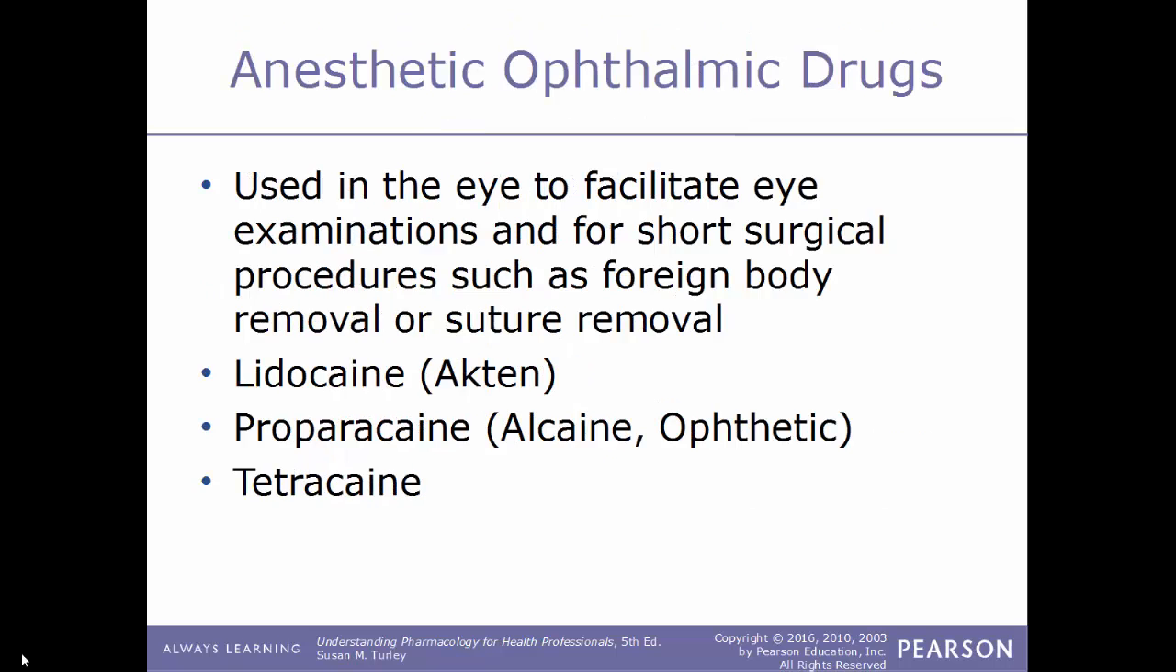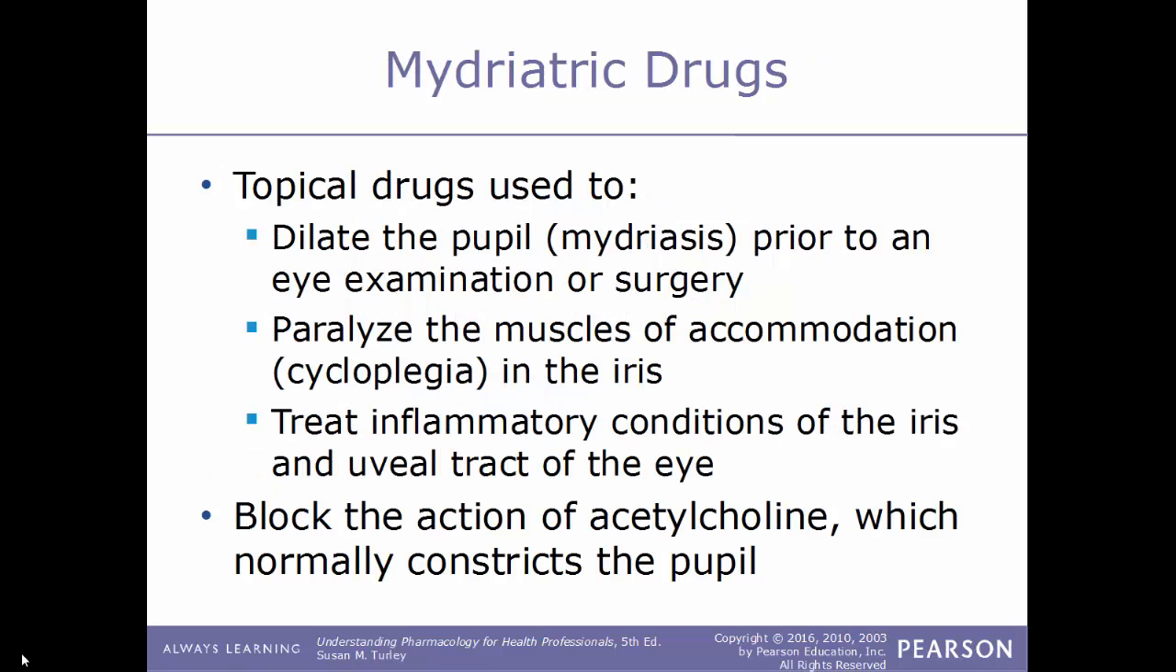All right, now we'll talk about anesthetic ophthalmic drugs. These are used in the eye to help facilitate eye examinations and for short surgical procedures, such as suture removal or removing a foreign body of the eye. Some examples of this kind of drug: lidocaine, sold under the name Akten, proparacaine, also known as Alcaine or Ophthetic, and also tetracaine.